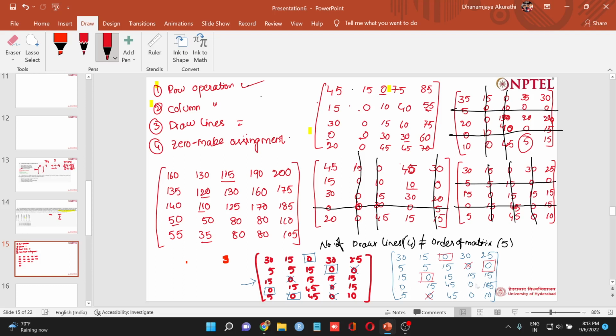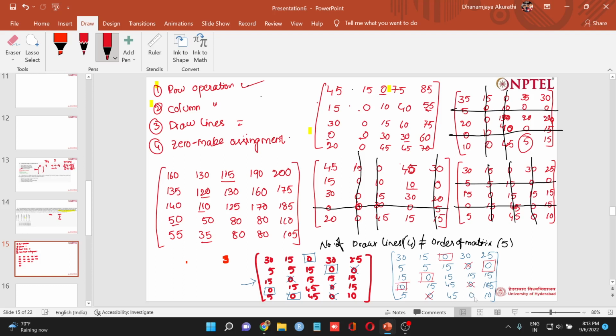If I choose this 0, then I have to cross out this one and also this one. If I choose this, then I have to cross out that. Okay, here I am choosing this. Let's see, so that I have to cross out this. Then the final one is this.